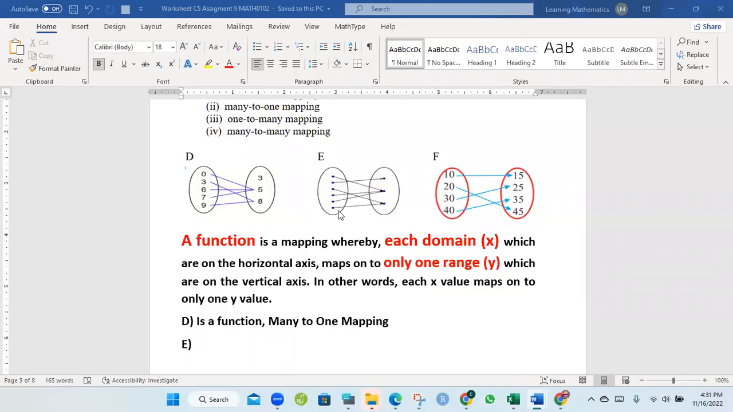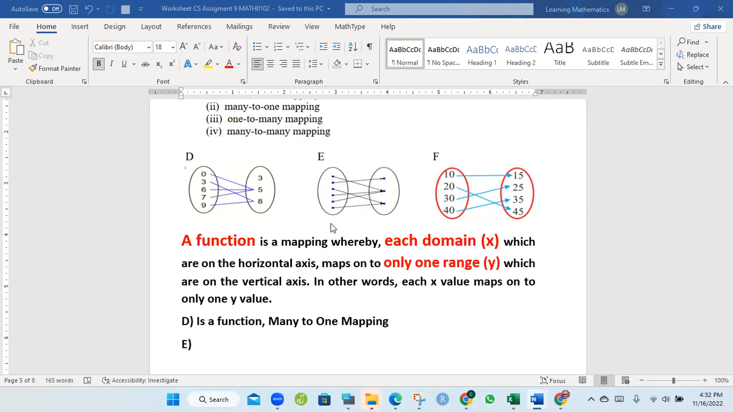Now let's inspect E. This x value maps onto 1. This x maps onto 1. This x maps onto 1. This x maps onto 1. This x maps onto 1. As you can see, each x for E is mapping onto 1 also. All right, each one has only one arrow leaving them. Each x has only one arrow leaving them. So therefore E is a function.